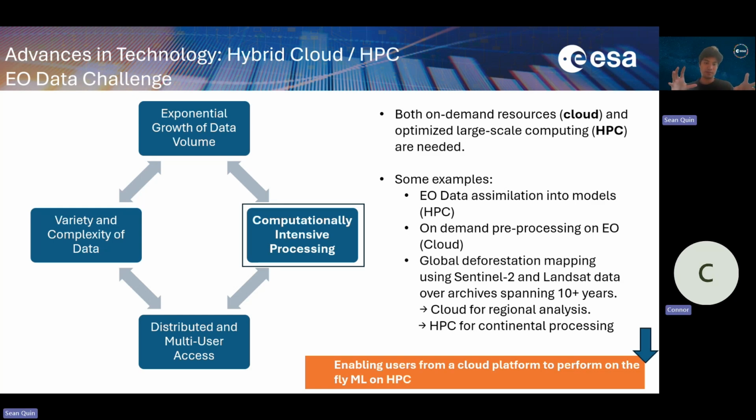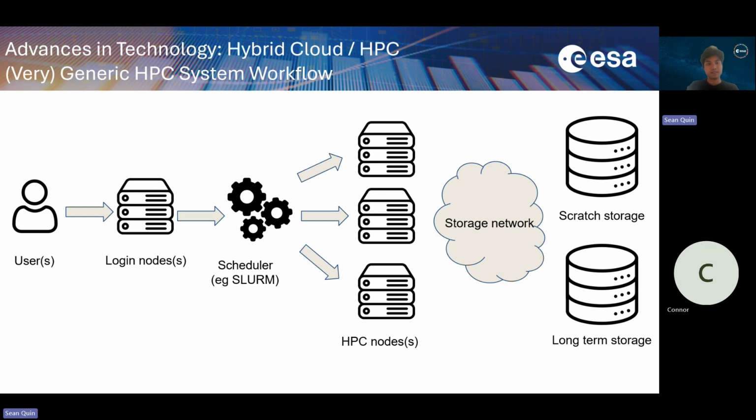So in this example, what we'd want in this merger would be, for example, the global deforestation mapping using Sentinel-2 and Landsat data over, let's say, 10 years, could essentially rely on cloud for the regional analysis, so a wider span, whilst a more refined area like continental processing would be on the HPC part of this platform. So essentially enabling users from a cloud platform to do this on the fly, either on the HPC or the cloud.